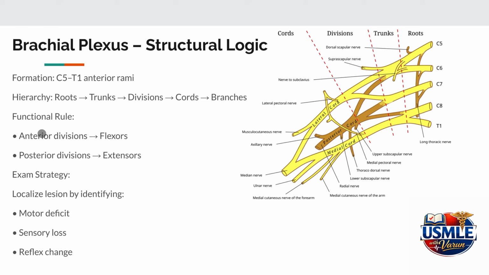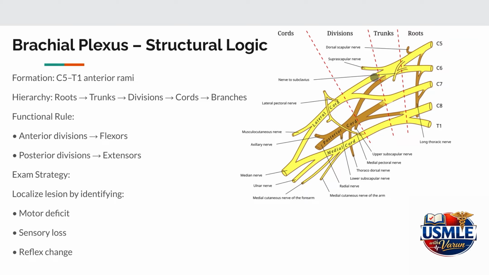Now let's try to study and understand the brachial plexus. The brachial plexus arises from the anterior rami of the spinal nerves C5 through T1. Its structure follows a sequence: roots, trunks, divisions, cords, branches. RTD-CB, RTD-CB: roots, trunks, divisions, cords, and branches. These are the roots, C5, C6, C7, C8, and T1. Then comes the trunks.